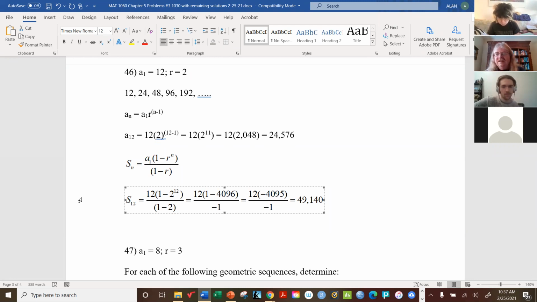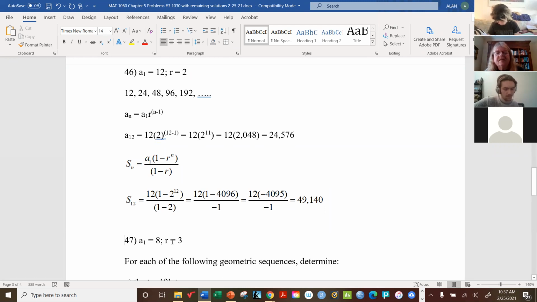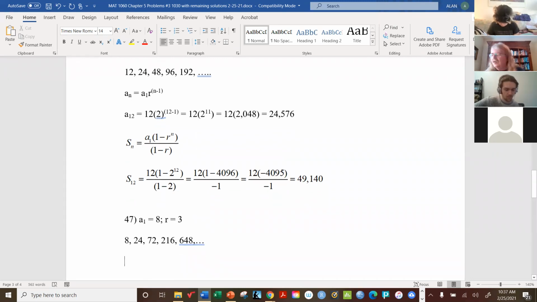Beautiful. All right. Now for the next question, we're essentially doing the same thing, except with slightly different numbers. So let's start out by writing out the terms. We'll have 8, 24, 72, 216, and 648, because each time you're simply multiplying the previous term by 3 to come up with the next term. No problems there. Okay, so for the sum and the 12th term, we'll use the same formula.